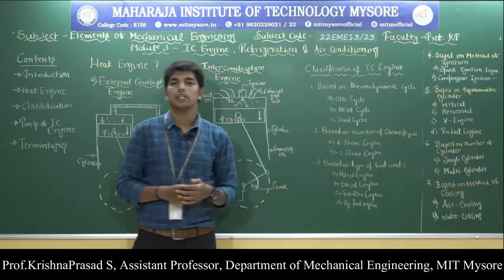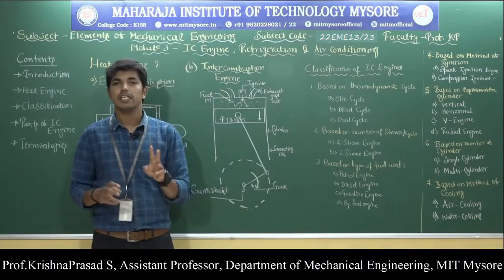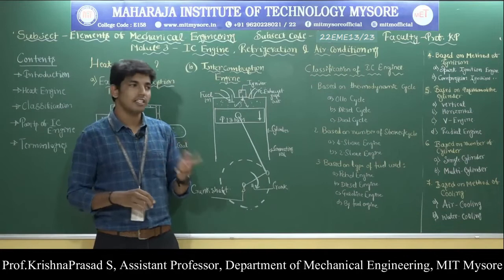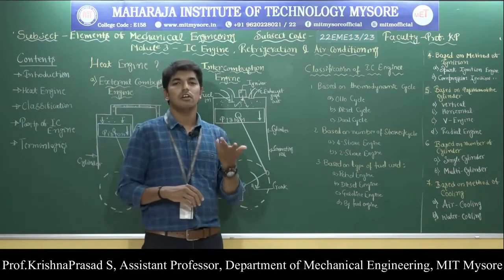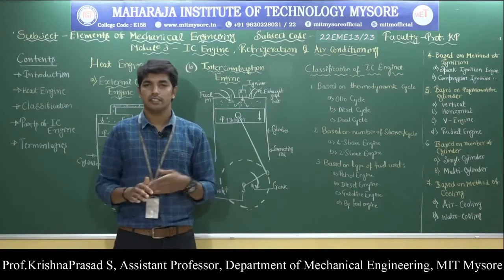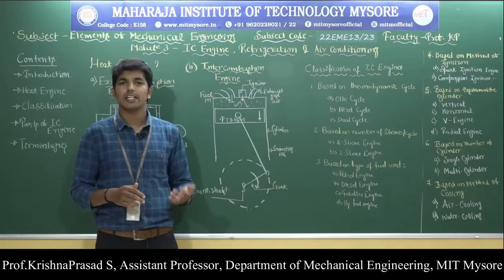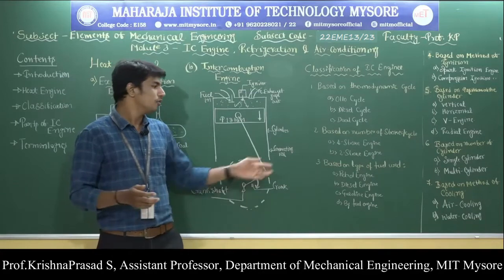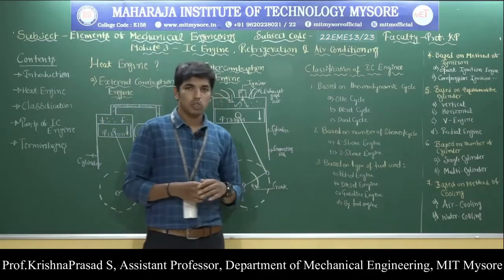Then the 2-stroke engine. In the case of the 2-stroke engine, the working cycle is completed in only 2 strokes. One is called the upward stroke, the other is called the downward stroke. Generally, we can see 2-stroke engines in vehicles like the TVS XL, RX and diesel generators, where we are going to use 2-stroke engines.